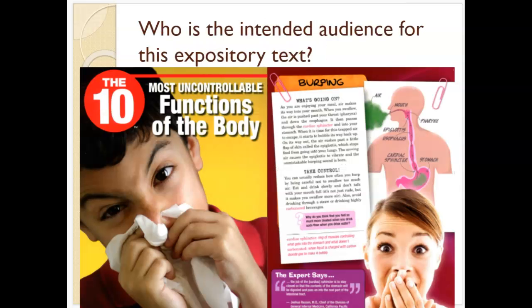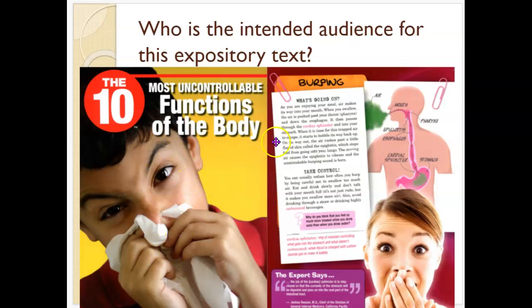So let's take a look at an example. This is from a book, and this is the cover, called The 10 Most Uncontrollable Functions of the Body. And here is a page from one of the articles. Taking a look at these text features and also looking at the word choice, who is the intended audience for this expository text? So let's take a look.